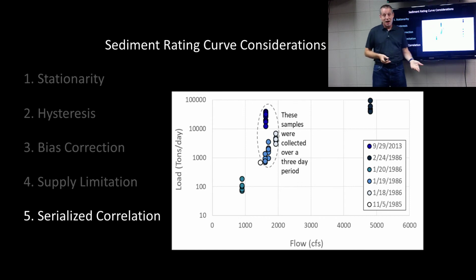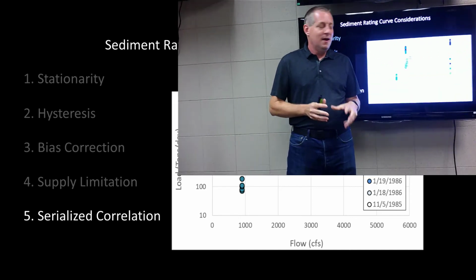Now, this is not uncommon because a lot of these gauges, they don't have long-term budgets for sediment data. Basically, after a flood or after some sort of public meeting, there's a little bit of funding to go out and get some data. And so the data tend to be temporally clustered.